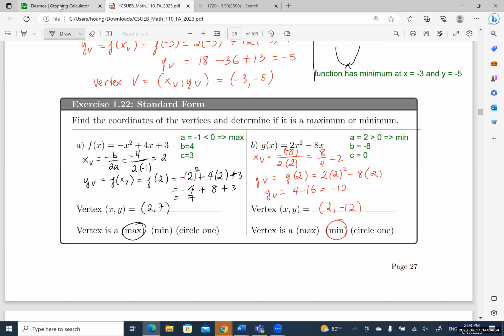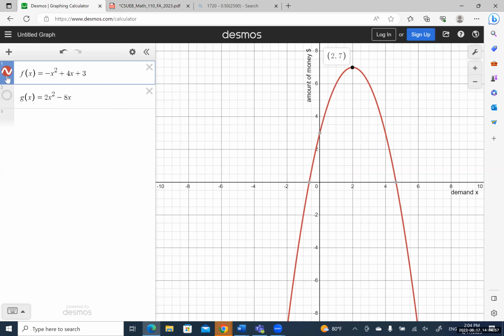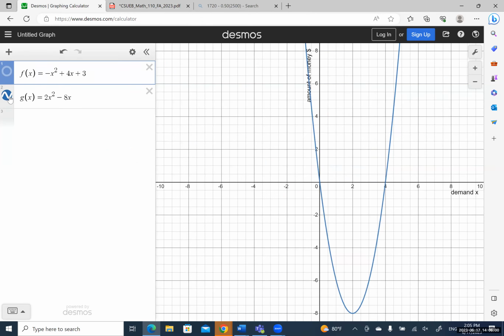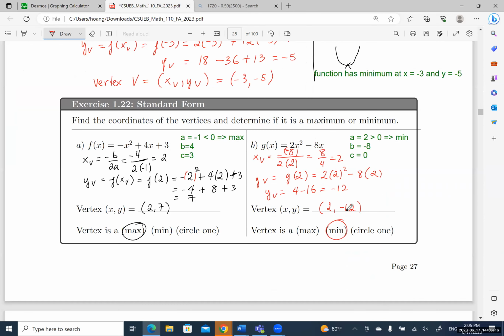Similarly, I'm using Desmos, let me turn off this, and then I got the g of x here as an upward parabola, right? And I click on that, I see the answer should be 2 and -8. So I made something wrong here, and you see, right? What did I do wrong? Okay, so let's check. So I have a equal to 2, which is greater than 0. So we make a parabola upward and it has a minimum.